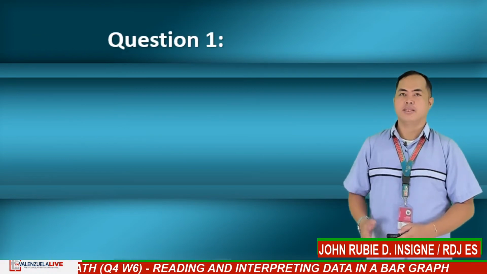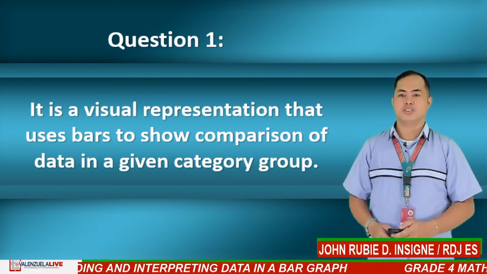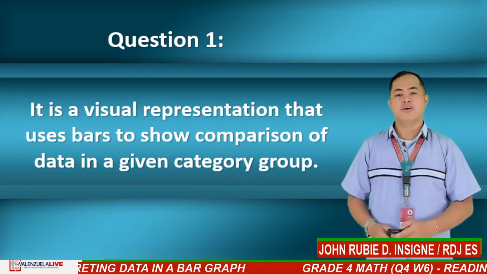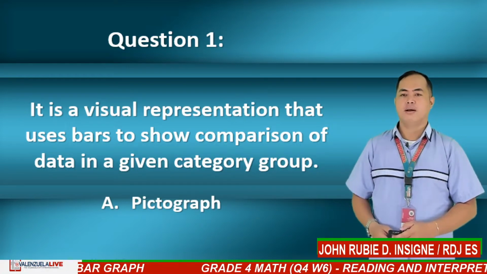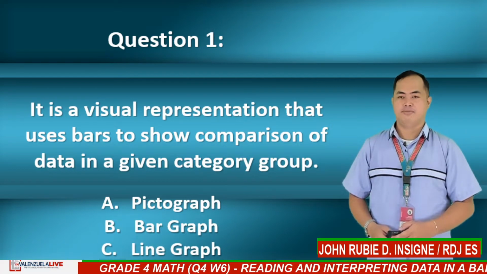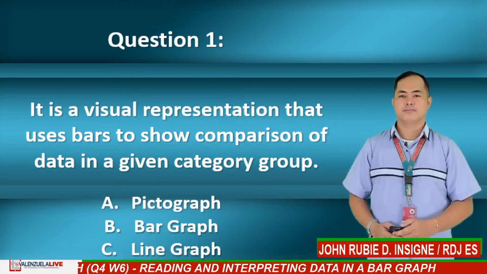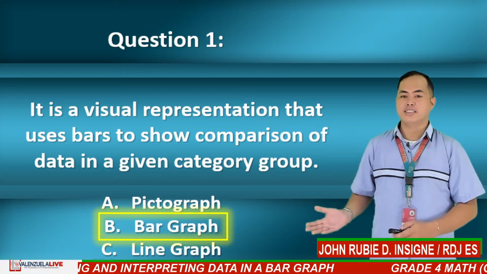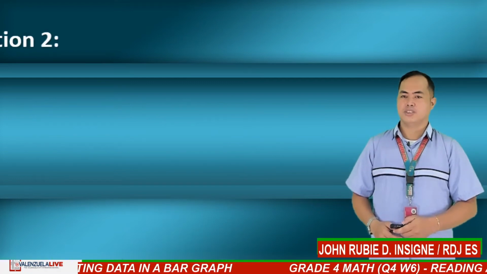For item number 1, here is your question. It is a visual representation that uses bars to show comparison of data in a given category group. Is it letter A, pictograph, B, bar graph, or letter C, line graph? Type your answer in the comment section below. The correct answer is letter B. You are right. Let us answer question number 2.